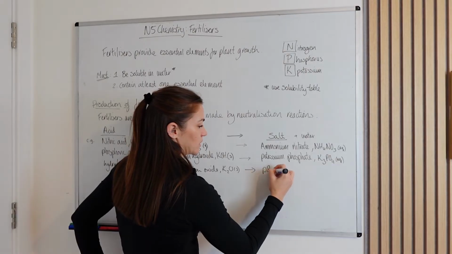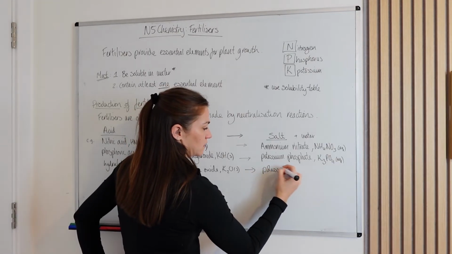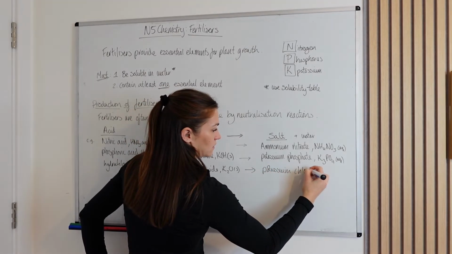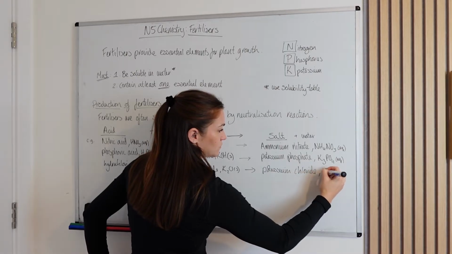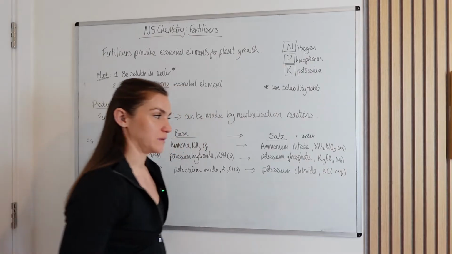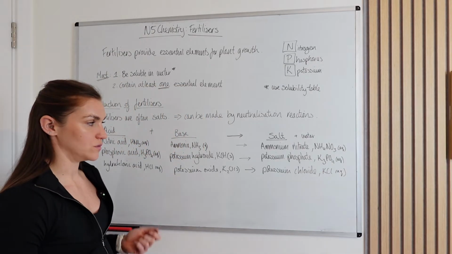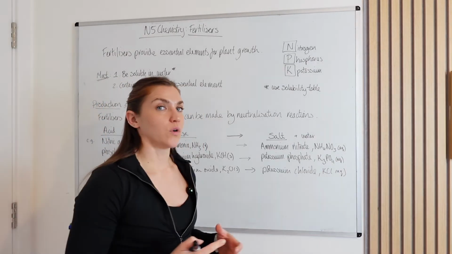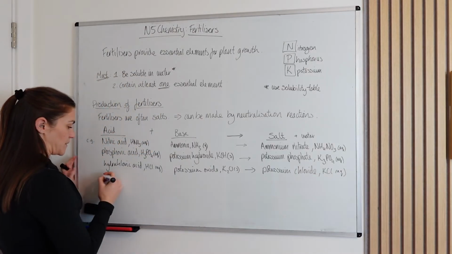And potassium chloride is also soluble in water, so that'd be KCl, and because it's aqueous, it has one of the essential elements for plant growth and it's soluble, so it could be used as a fertiliser. What we need to watch out for would be an example like this.